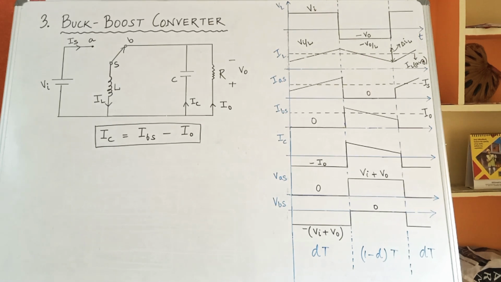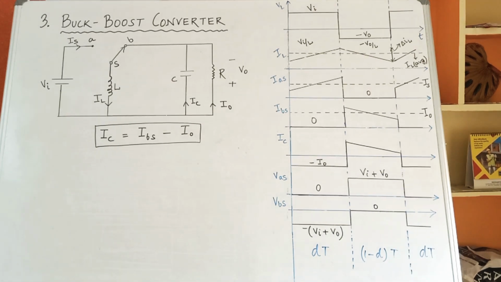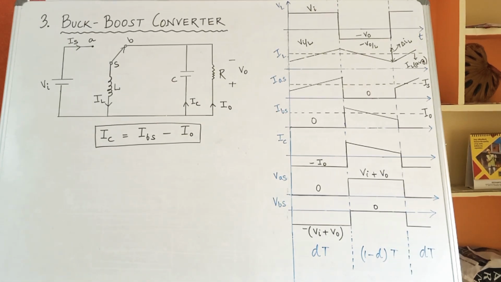During the DT period, what is the value of IBS? 0. So if you substitute in the equation, you will get IC is equal to minus I naught, and since I naught is a constant DC value, I have shown it as a straight line. So during the DT period it is minus I naught, and during the 1 minus D T period the IBS is decremented by its average value I naught.